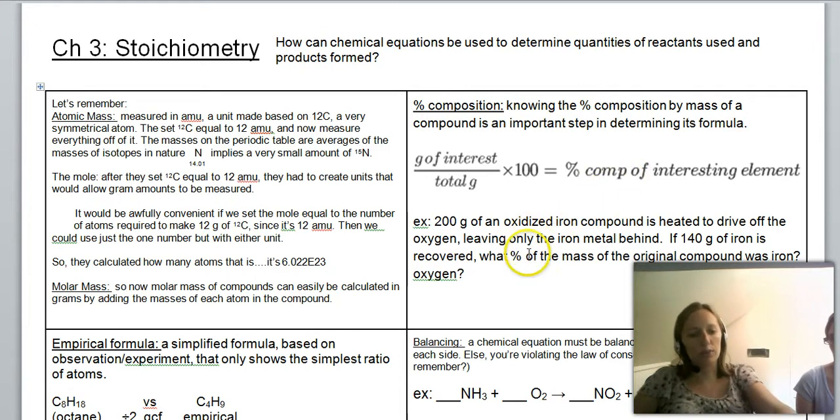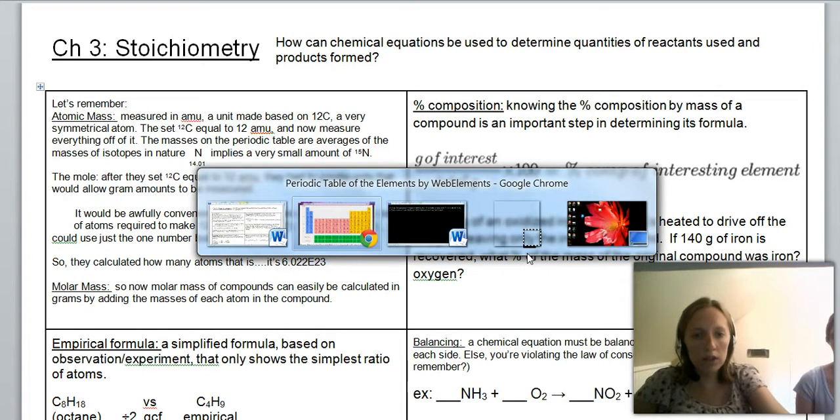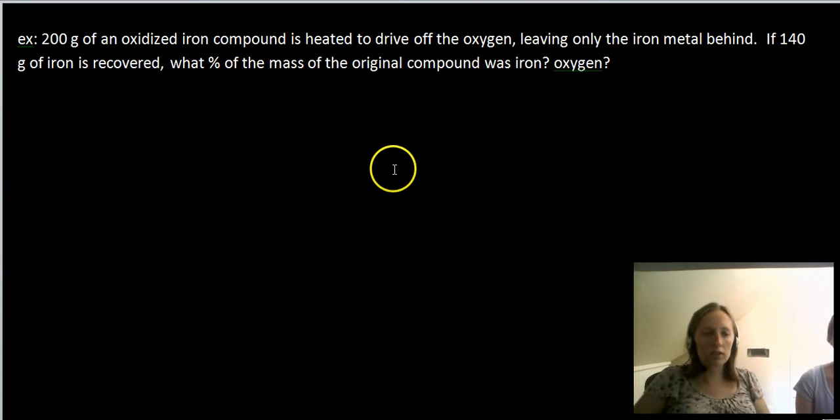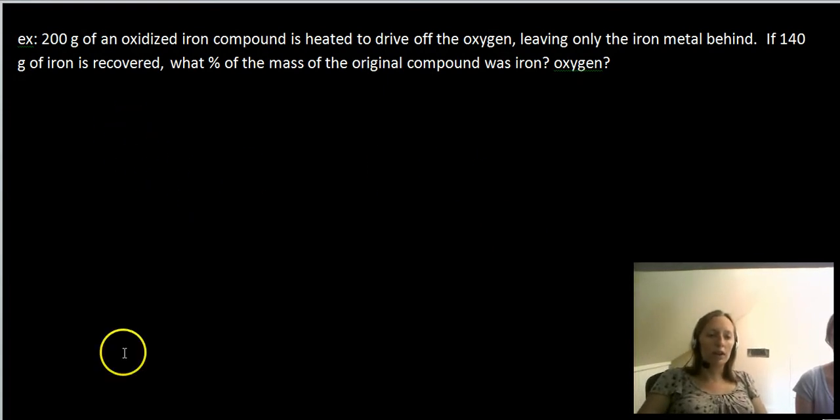So here's an example, which I will go and do on the black screen. All right, we have 200 grams of an iron compound that is heated to drive off the oxygen, leaving only the iron. If 140 grams of iron is recovered, what percent of the mass was iron and what was oxygen? All right.